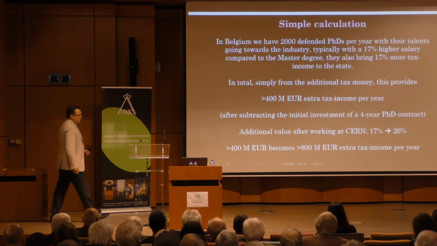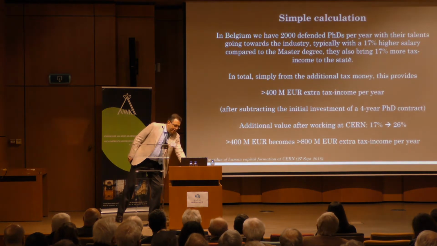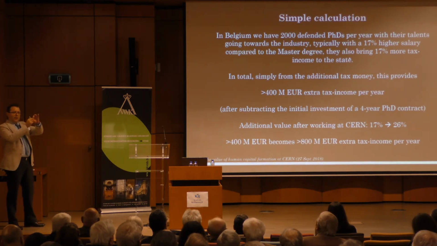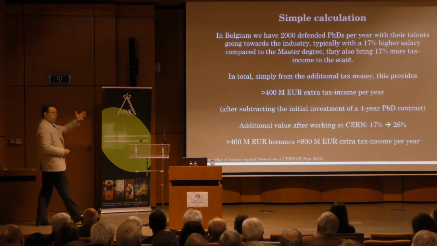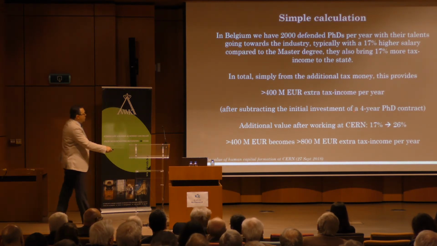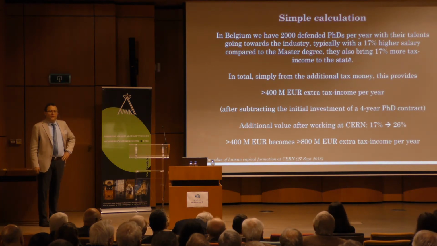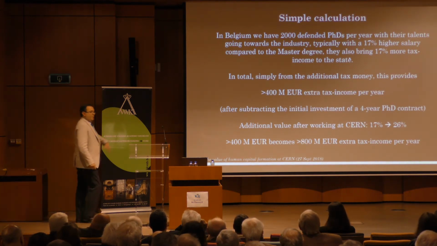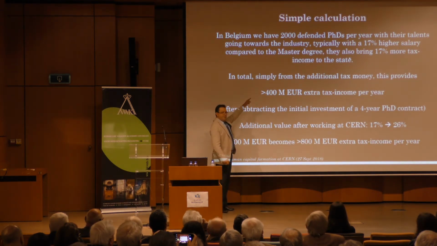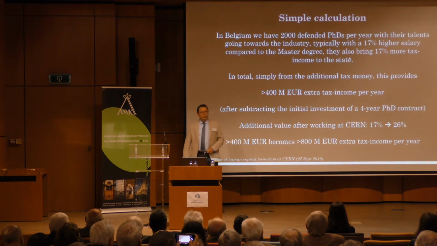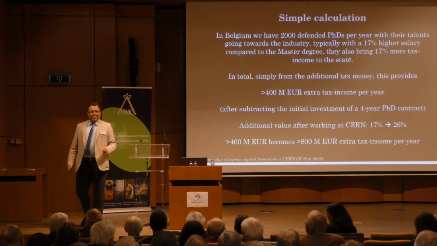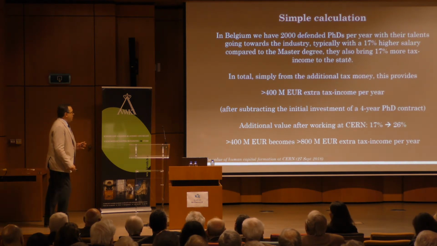Now I put this in the context of CERN. A very recent study indicates that the added value from master to PhD degree is even stronger if you have worked for, let's say, a year at CERN. The number goes from 17 to about 26. If I just say that all of these 2,000 PhD students would have worked at CERN, this number of 400 million would go to 800 million. If this 800 million would immediately come back to science, wow. No?